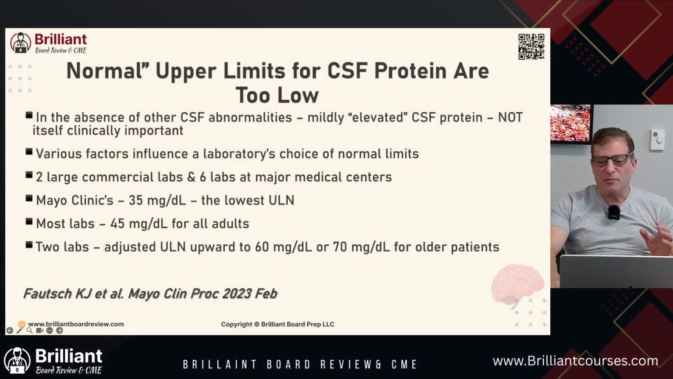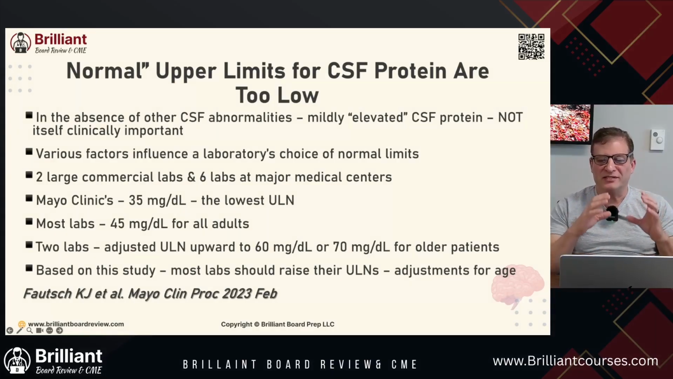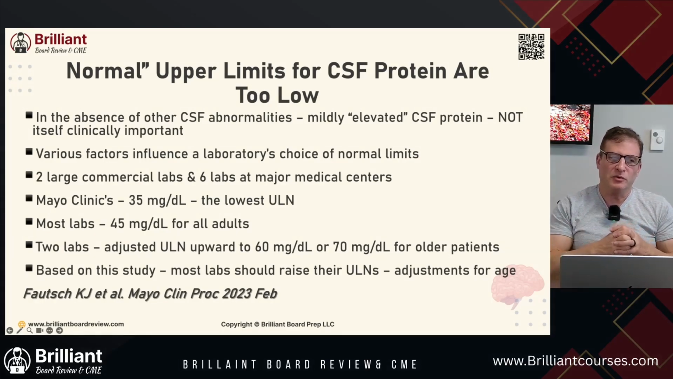2 labs adjusted upward to 60 or 70 in older patients, and there probably should be an adjustment based on the study. The study was in 2023. Most labs should raise upper limits of normal, adjusted for age. So this is something you're going to have to work through until this gets adjusted: the study shows that older patients are going to have a baseline elevated CSF protein, and this is the new normal for them as they get older. This becomes important because these patient portals will show a red letter number, and that's when the families get alarmed, and then we have to move forward with this.